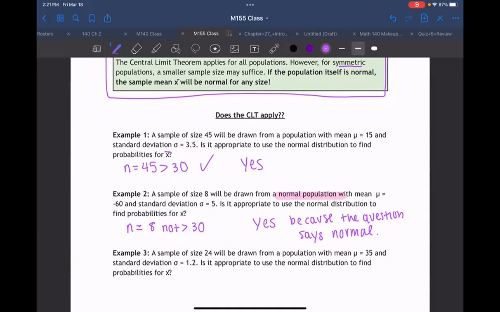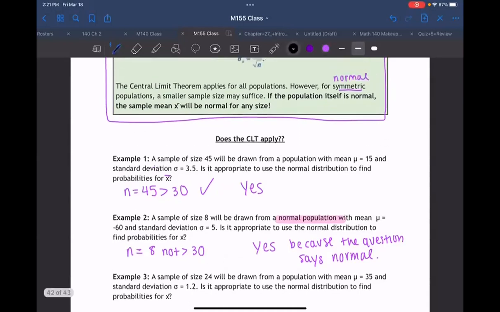So I'm a little confused about what you're trying to ask us here. Okay, yeah, so the question. Are you asking, like, should we use the CLT, or are you just saying, like, is it a normal distribution? Kind of like both. So yes, the big question here is, does the central limit theorem apply? Can we use the central limit theorem?